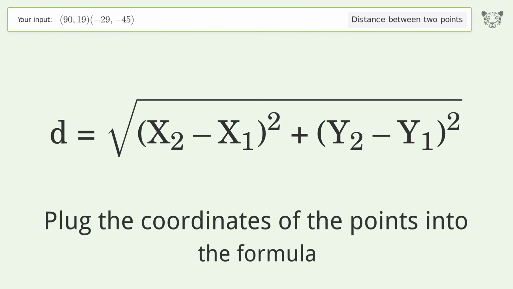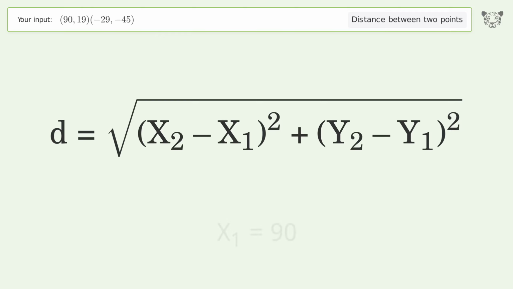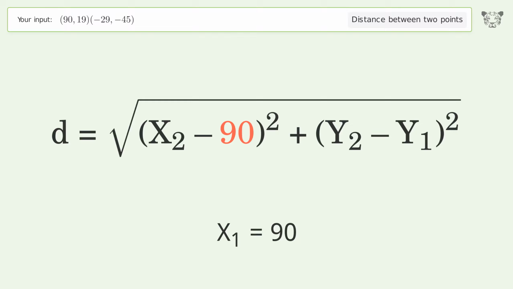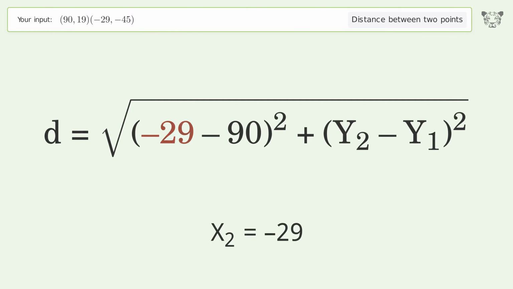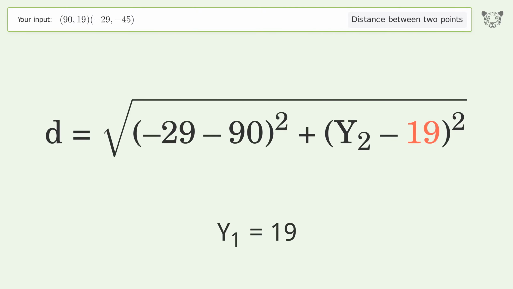Plug the coordinates of the points into the formula. x1 equals 90. x2 equals negative 29. y1 equals 19. y2 equals negative 45.